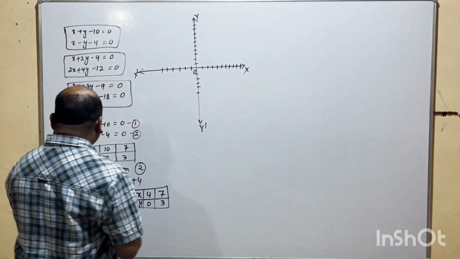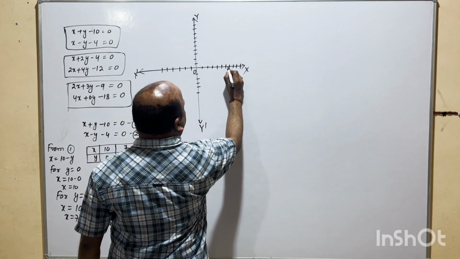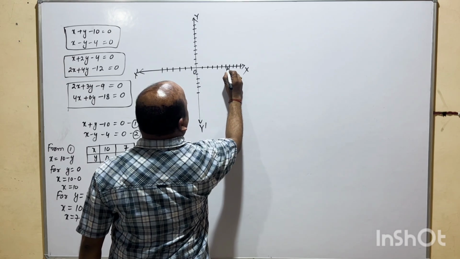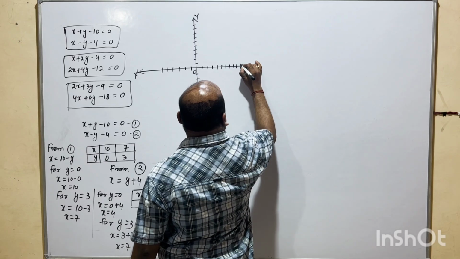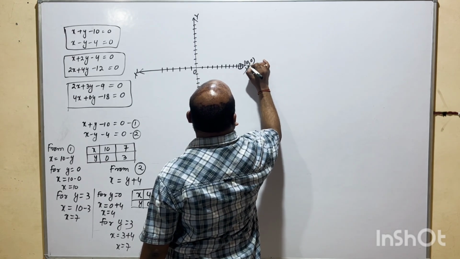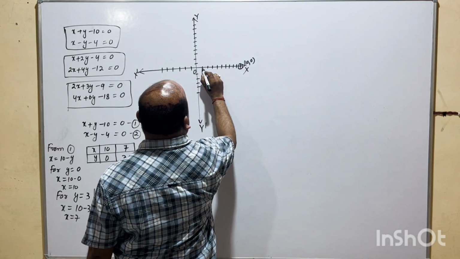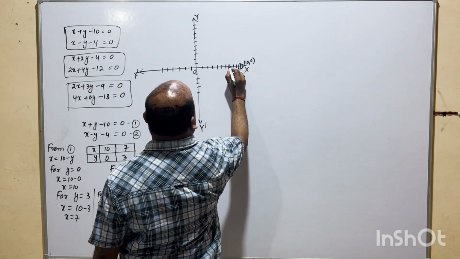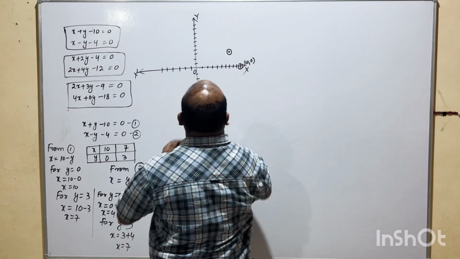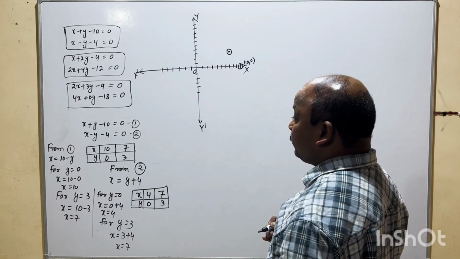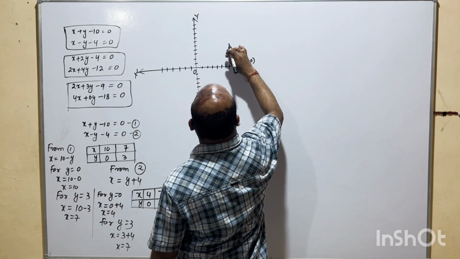So the requirement, the points are here (10, 0) and (7, 3). So (10, 0), counting 1 2 3 4 5 6 7 8 9 10, y equal to 0. So this point lies on the positive x axis. This is (10, 0). Then (7, 3), on the x axis 1 2 3 4 5 6 7, and this is 3. So this is (7, 3), right? Seven and 3.